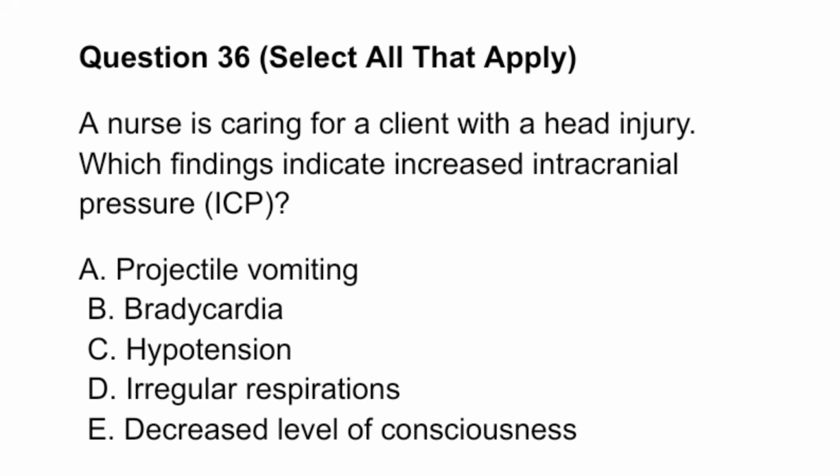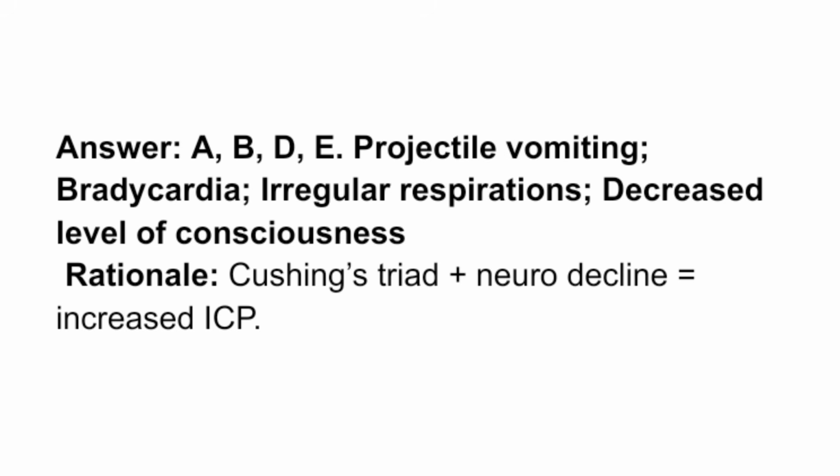Question 36. Select all that apply. A nurse is caring for a client with a head injury. Which findings indicate increased intracranial pressure, ICP? A. Projectile vomiting. B. Bradycardia. C. Hypotension. D. Irregular respirations. E. Decreased level of consciousness. Answer: A, B, D, E. Projectile vomiting, bradycardia, irregular respirations, decreased level of consciousness. Rationale: Cushing's triad plus neurodecline equals increased ICP.